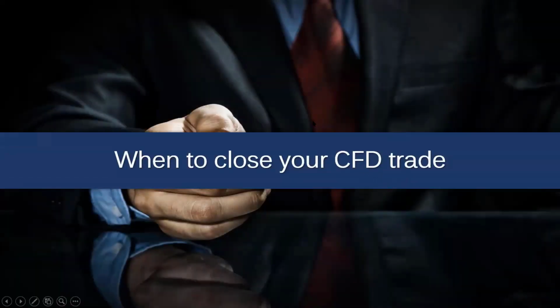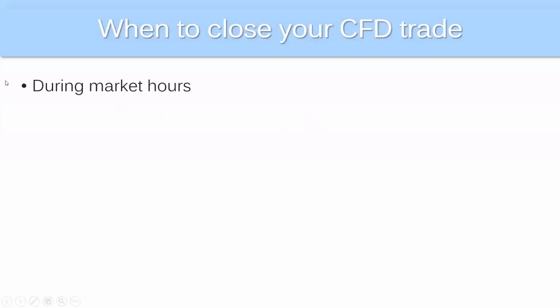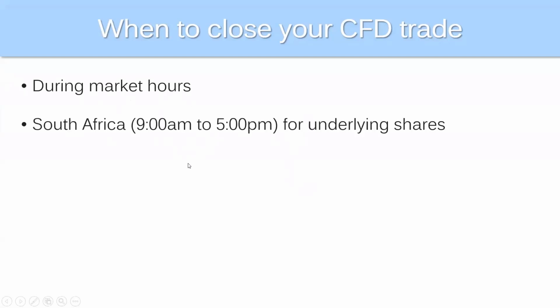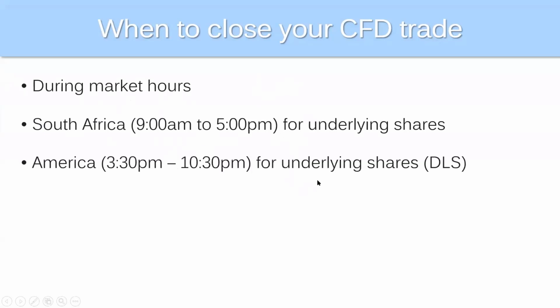When do you close your CFD? Well, if you're trading shares, for example, you can only close your CFD during the market hours that are open. So in South Africa, you'll have between 9 a.m. to 5 p.m. for underlying shares. In America, it is between 3:30 p.m. and 10:30 p.m. for underlying shares, and this is for GMT +2. But this also depends on daylight savings. The UK is generally the same as South Africa times, but sometimes there is daylight savings where it's an hour difference.